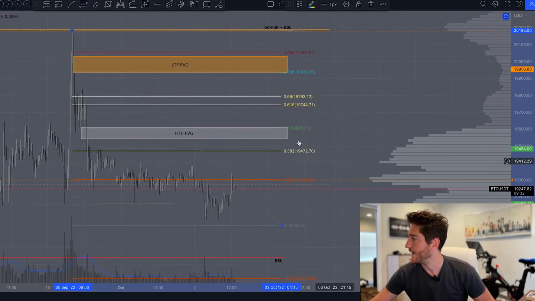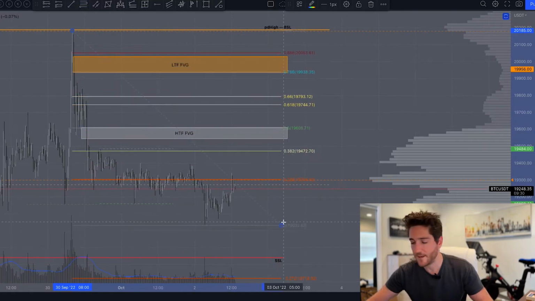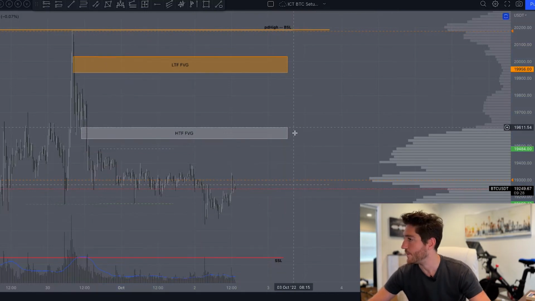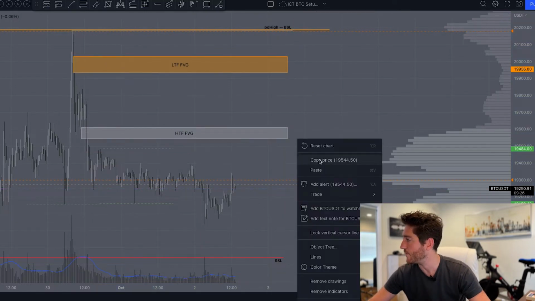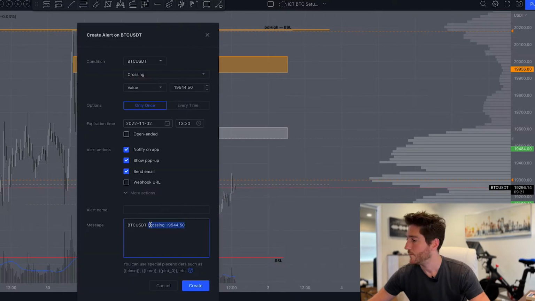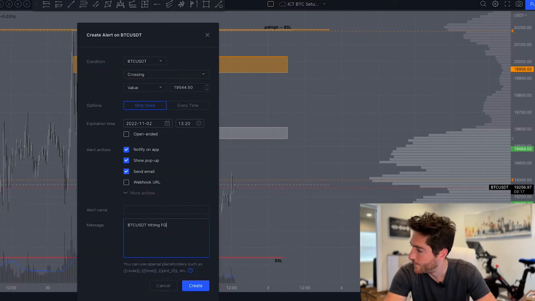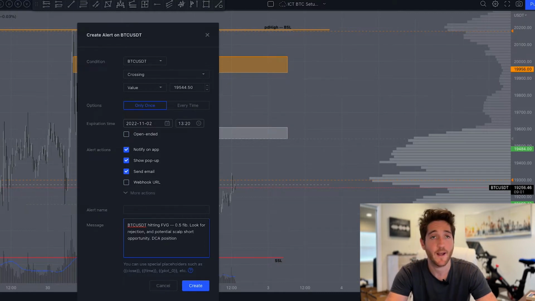It is. Fantastic. Right on the 0.5, right? So instead of having a chart that's cluttered, and my brain also, put it at the very bottom of the gap, add the alert: Bitcoin hitting fair value gap and 0.5 fib. Look for rejection and potential scalp short opportunity. DCA position, right?